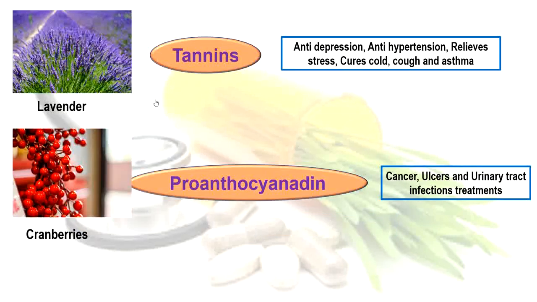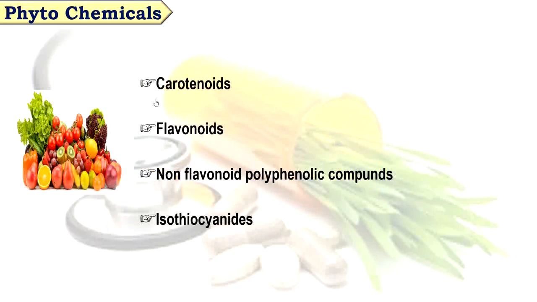In the same way when you take lavender, it has tannins. So it is a very important antidepressant agent. It is an antihypertensive agent and it relieves stress and it cures cold, cough and asthma. When you take cranberries, it has an active principle proanthocyanidin, which is very important to treat ulcers and is helpful in urinary tract infection treatments and it also prevents cancer. Apart from these herbs, many herbs are there which give certain medical benefits to our body. Those herbs come under this herbal nutrition.